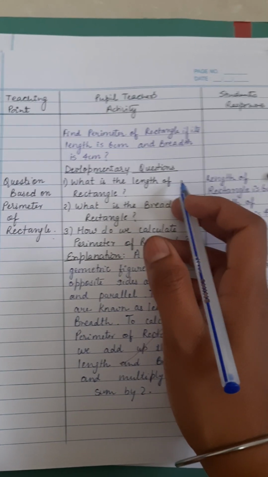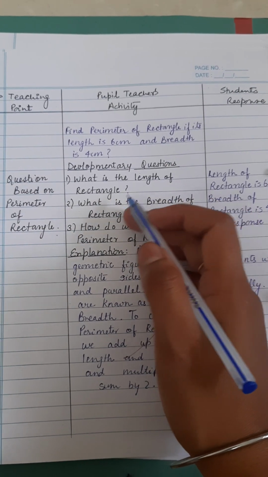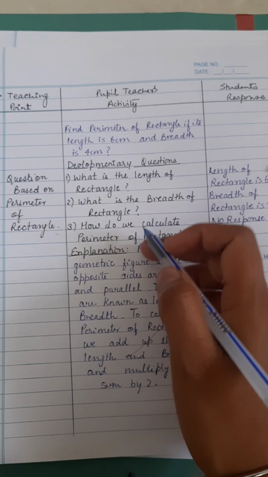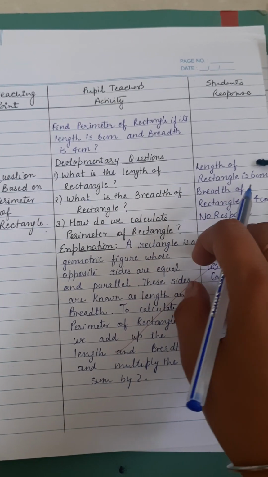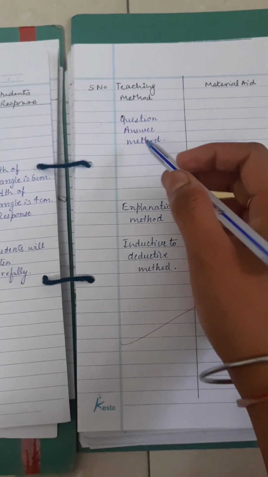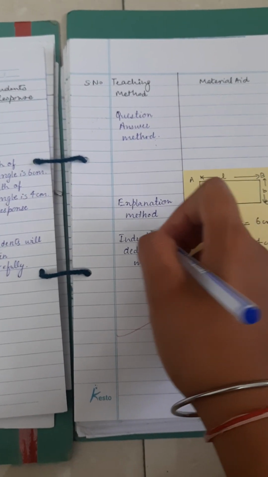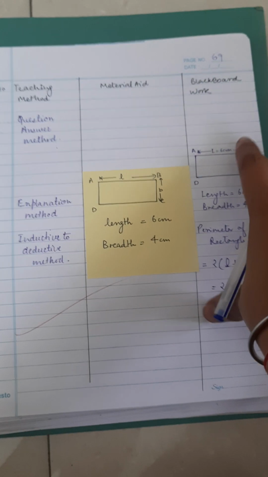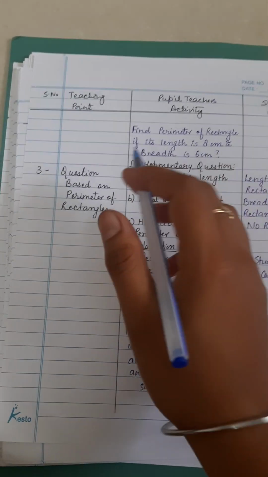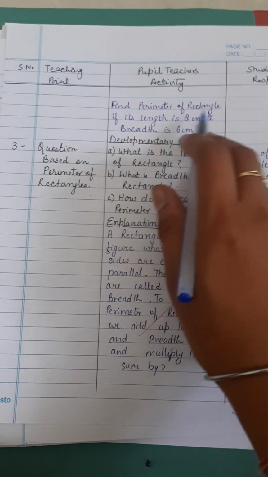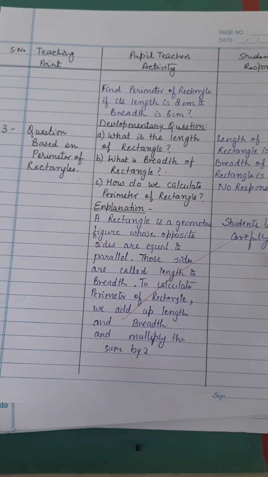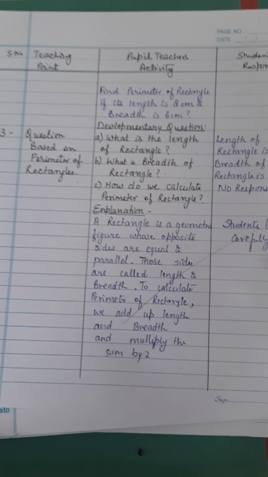Then the developmental questions: what is the length of rectangle, what is the breadth of rectangle, how do we calculate perimeter of rectangle, and then no response. After that you will explain. Then these are the teaching methods, question answer method, then explanation method, the material aid and the blackboard work. Then the third teaching point is question based on perimeter of rectangle. The question is find perimeter of rectangle if its length is 8 cm and breadth is 6 cm.